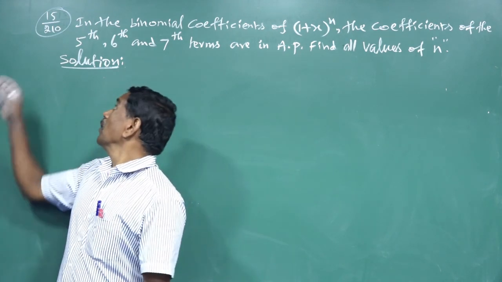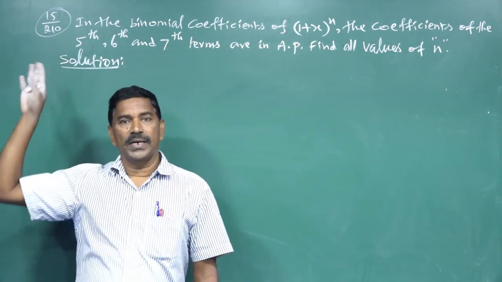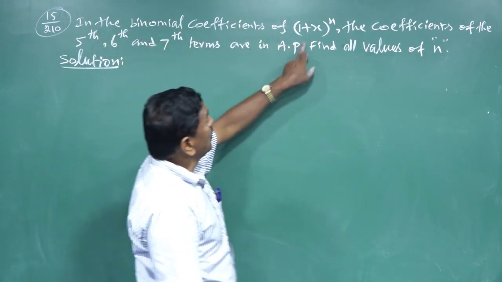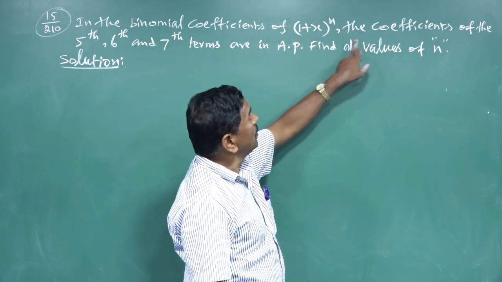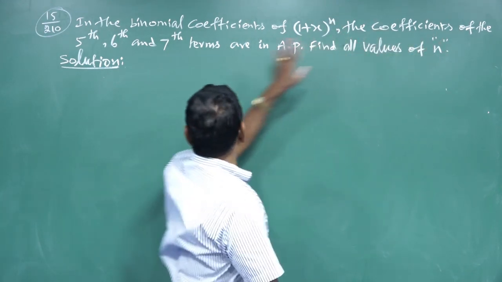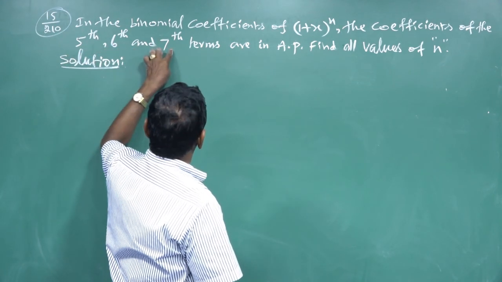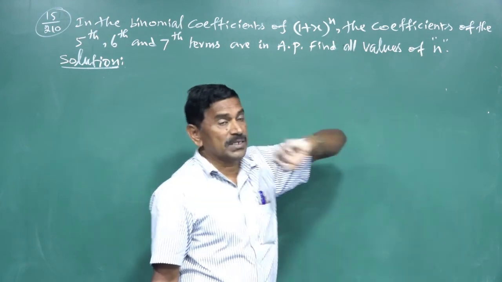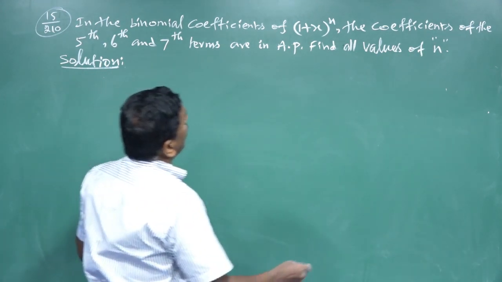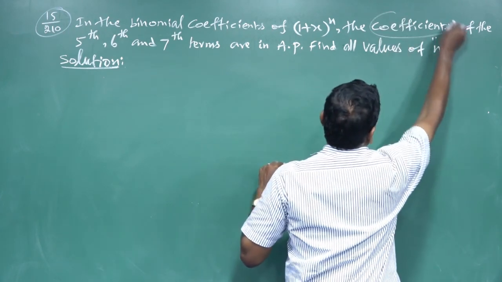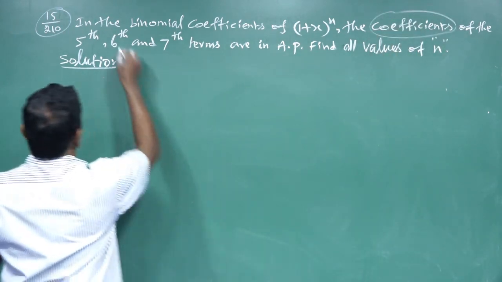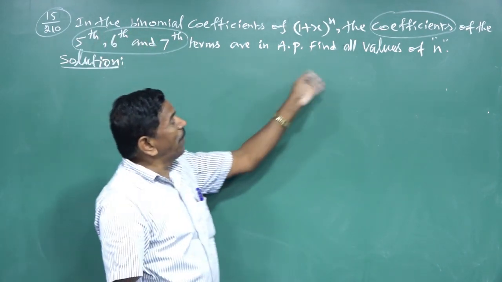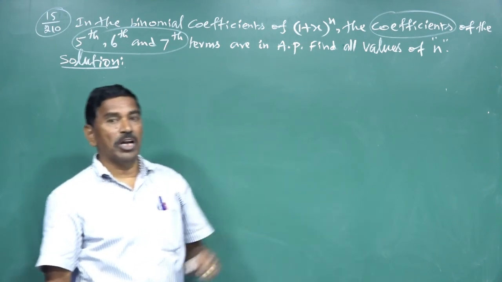Children listen. Now 15th question, page number 210 from exercise 5.1. In the binomial coefficients of (1 plus h) the whole power n, the coefficients of the 5th, 6th and 7th terms are in AP. Find all the values of n.